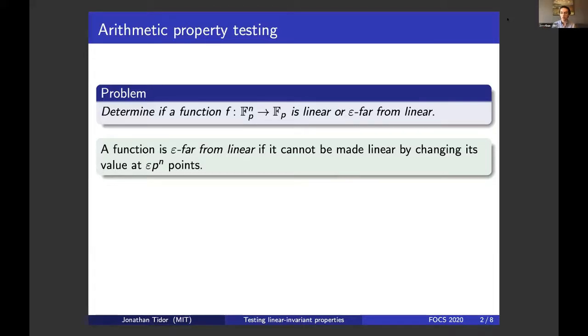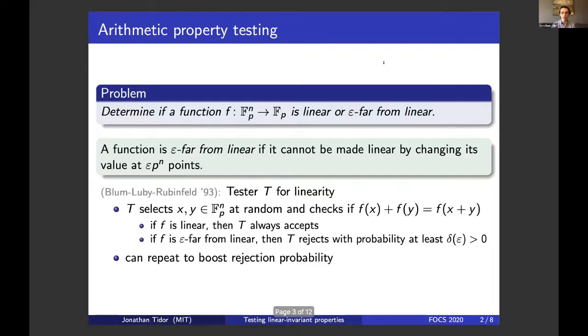Here, epsilon far from linear means the function's not linear, and you can't make it linear even if you're allowed to change its value on up to an epsilon fraction of the domain, that is on up to epsilon p to the n points.